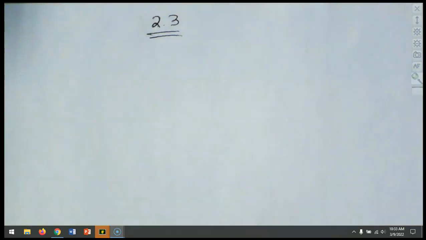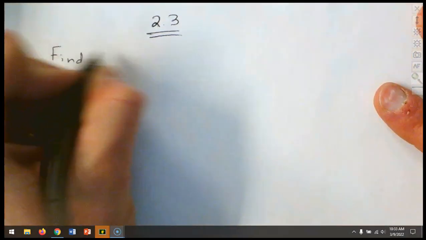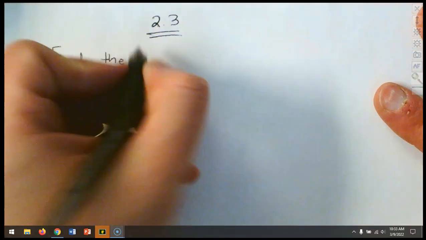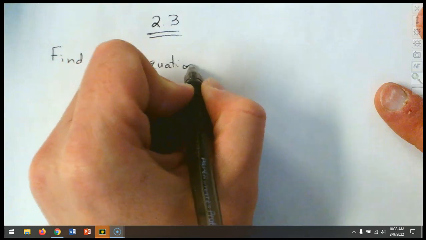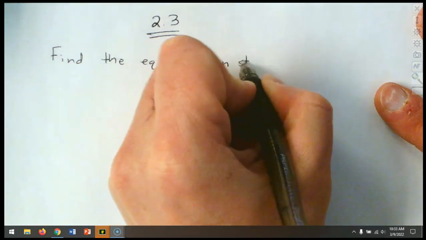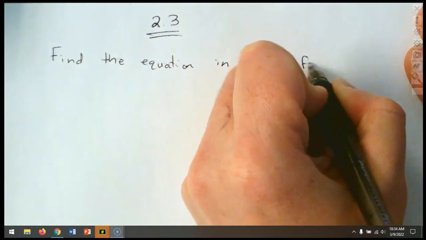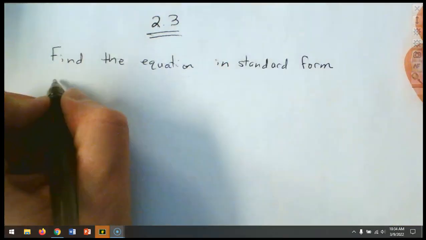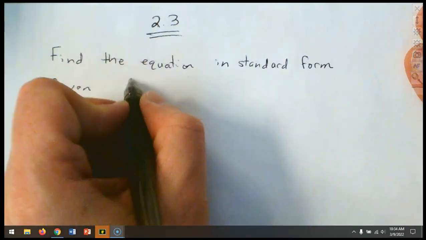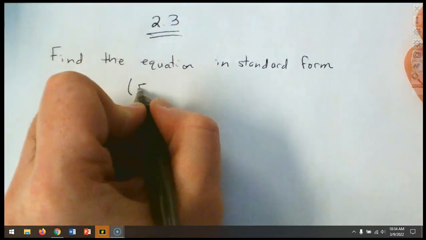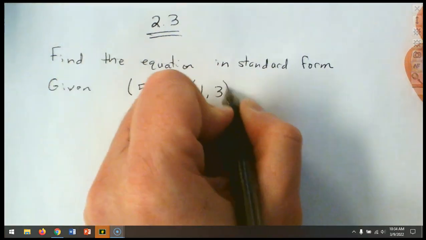Type, and then we'll look at some special cases. So let's find the equation in standard form. And let's see, you're given the points (5, 8) and (1, 3).